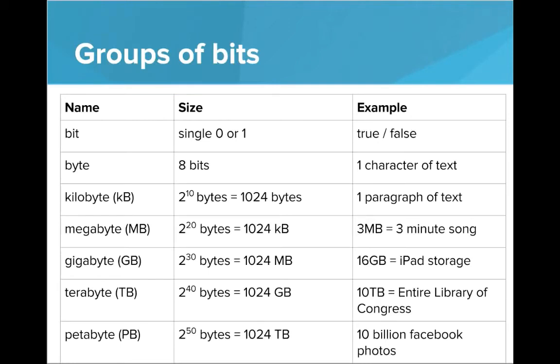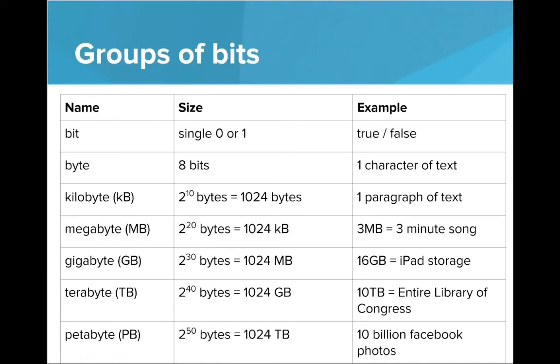Then we go up to kilobyte, which is 2 to the 10 bytes, or about 1,024 bytes. And that's enough to store a full paragraph of text. Then we move up to megabyte. You've probably seen the word megabyte before. This is 2 to the 20 bytes, and 3 megabytes is how much data it takes to store a 3-minute song. Now we go up to gigabyte. That's 2 to the 30 bytes. To get an idea of how big a gigabyte is, 16 gigabytes is how much storage is on an iPad.